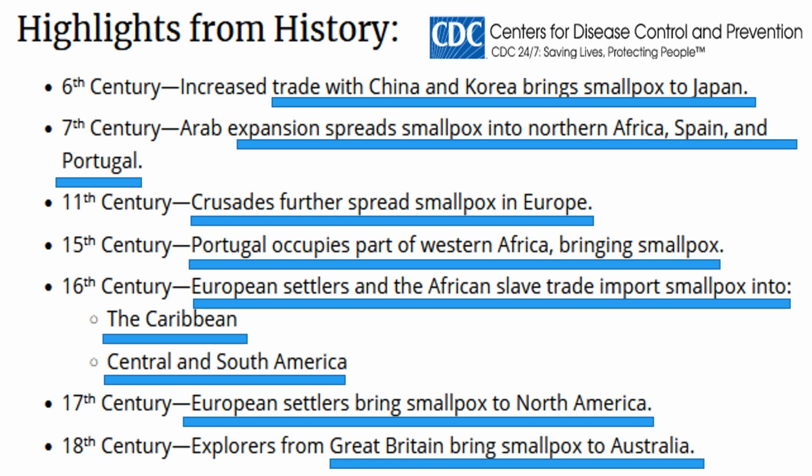Okay, so then you have 17th century European settlers bring smallpox to North America. Then you have 18th century explorers from Great Britain bring smallpox to Australia. Now, common sense would suggest if there is a disease process going on in one place, that those individuals would sit themselves down and not go around spreading it to other places. However, you see that that is not the case.